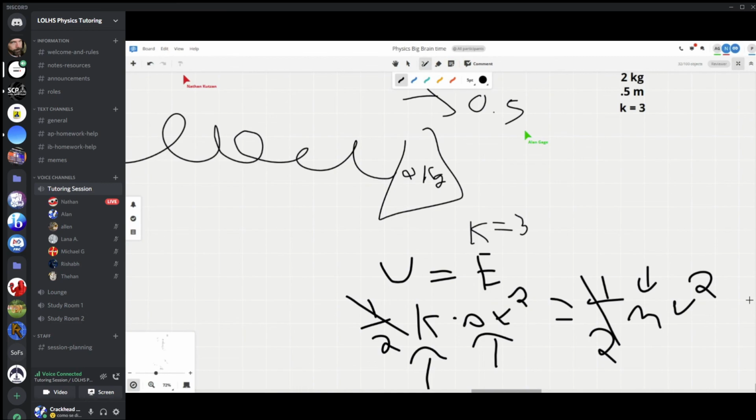Now, if you asked for its velocity at some displacement, you'd have to calculate its initial potential energy and its potential energy at that point. Same equation, subtract the two, and then put that into your kinetic energy equation. Does that make sense? Yeah, that makes sense. I'm glossing over that because you said you understood energy. If you have any questions, please let me know. Any other questions? Going once, going twice. Okay.